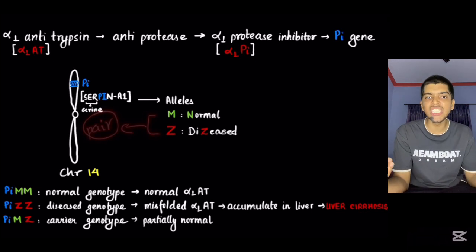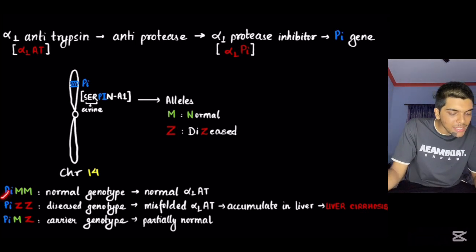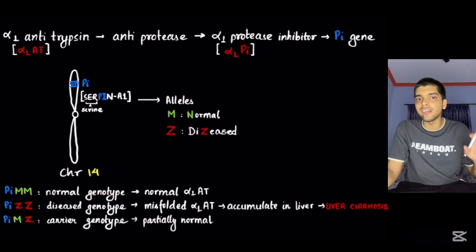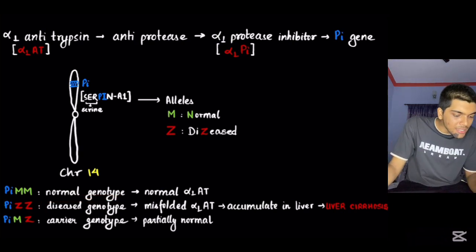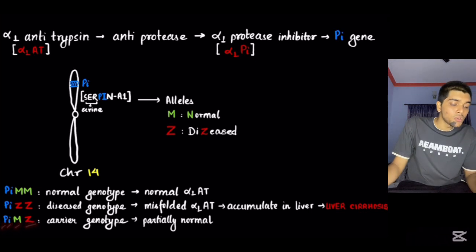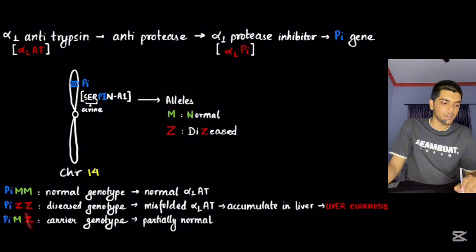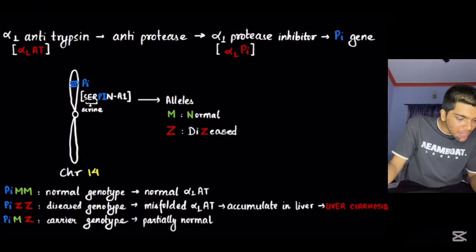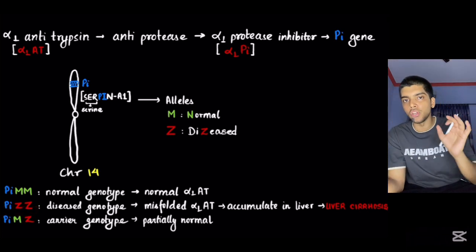Let's look at the various genotypes formed by the allelic pairs. There's protease inhibitor MM. This is the normal genotype, which produces normal alpha-1 antitrypsin. Then there is protease inhibitor MZ. So it is partially normal and partially diseased, a carrier genotype. Then there is protease inhibitor ZZ. This is the diseased genotype.